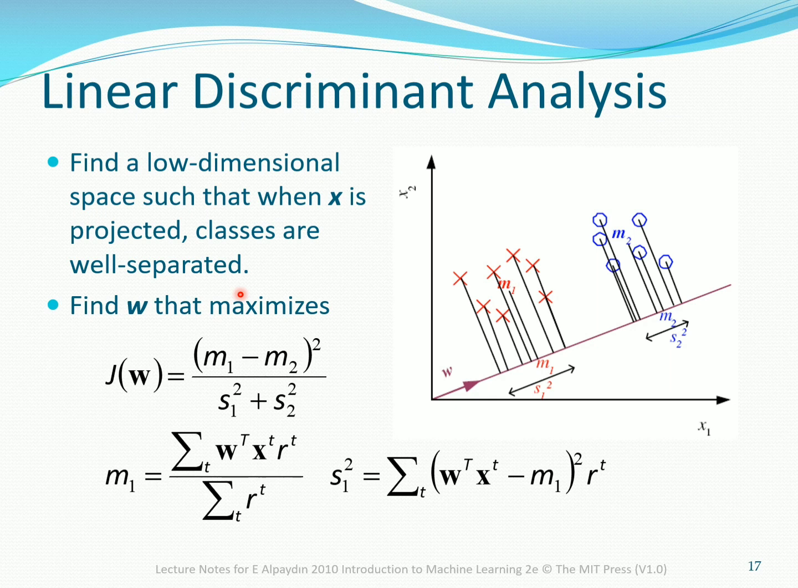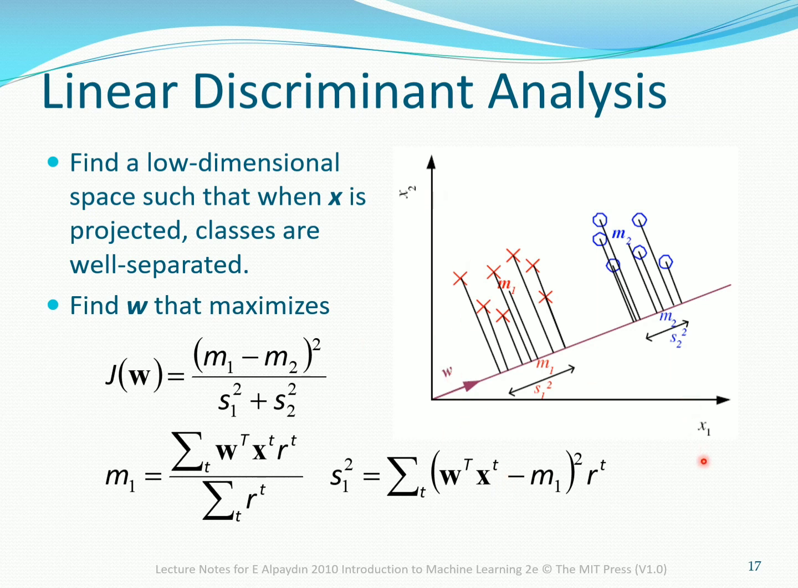Find W that maximizes J(W) equals (m1 minus m2) whole squared divided by s1 squared plus s2 squared, where m equals the summation over t of w to the power t x to the power t r to the power t divided by the summation over t of r to the power t. s1 squared equals the summation over t of (w to the power t x to the power t minus m1) whole squared multiplied by r to the power t.